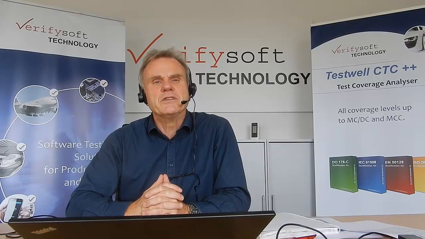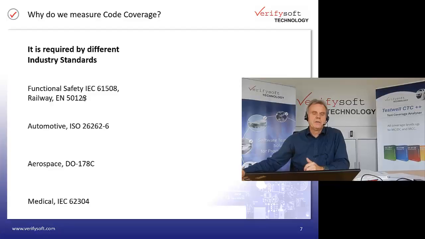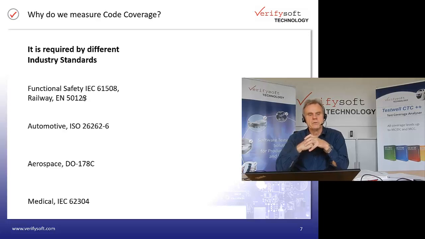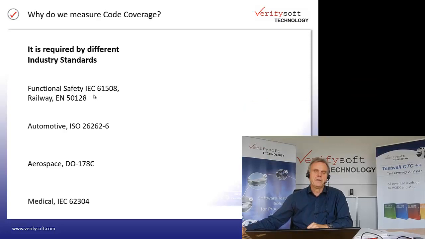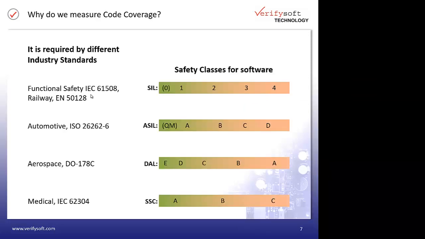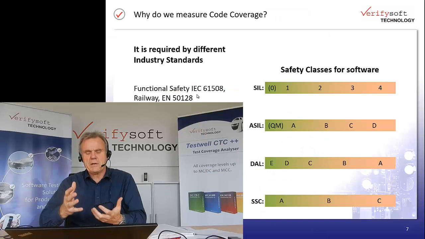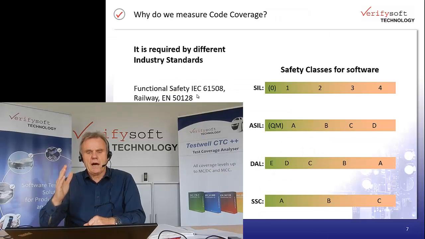Most of the companies measure code coverage because it is required by different industry standards. Like we have here the functional safety mother standard, which is 61508. We have the railway standard 50128, automotive 26262. In aerospace, the DO-178C is a very well known standard, and we have also standards like this for healthcare. And all these standards are in some points similar. The higher the risk is, the deeper the coverage needs to be.